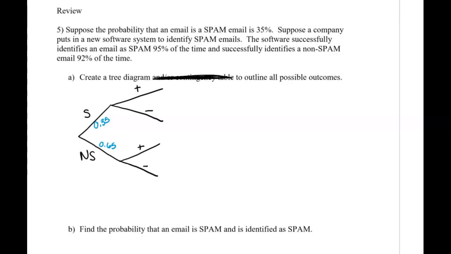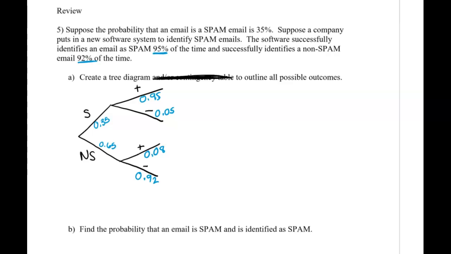So for percentages, the software successfully identifies an email as spam 95% of the time. So if it identifies it successfully, that means it is spam and it says it is. So spam and positive, so that's 0.95. That means 5% of the time it's spam and it says it's not. Okay, and if it's not spam, it successfully identifies a non-spam email 92% of the time. So not spam says it's not spam. That's going to be 92% of the time. That means the other 8% of the time it's not spam and it says it is.